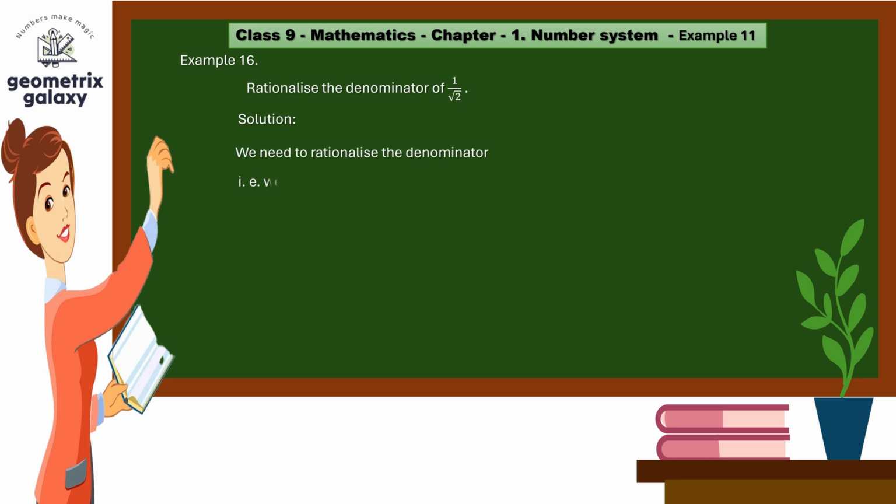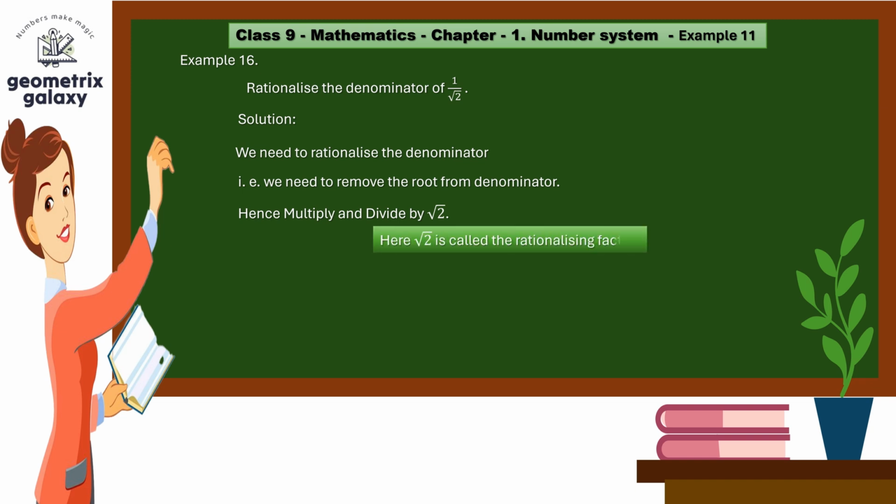Rationalizing the denominator means we need to remove the root from the denominator. If we remove the root, then the number will become a rational number. Root 2 will become 2. So the irrational number will become rational. So for that we need to multiply and divide by root 2. Why am I multiplying by root 2? Root 2 will become 2 only if I multiply by root 2. So we call this root 2 a rationalizing factor for this question.